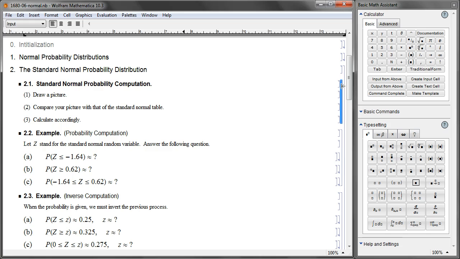Do not just jump over the calculation. Draw the pictures first. What am I talking about? Let's do it with an example here. Probability that z is less than negative 1.64. How do you get that?